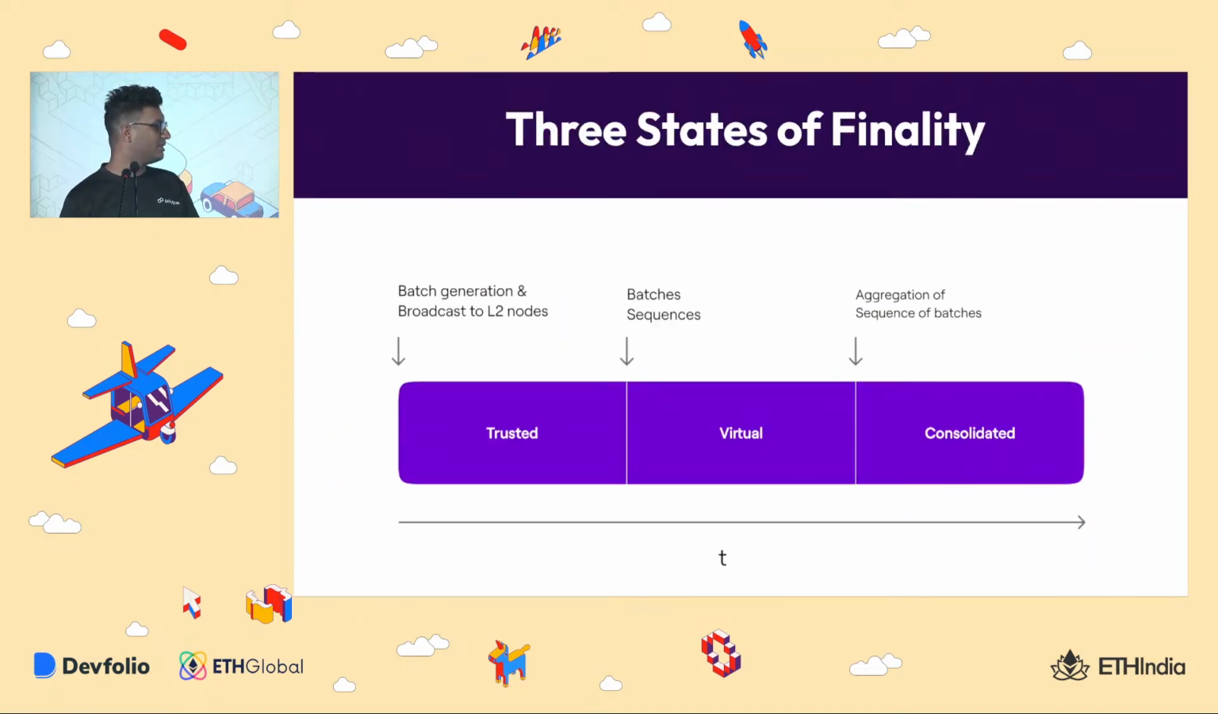So these are the three stages of finality that I talked about before: the trusted, virtual, and consolidated. It's the trusted state where the batch generation and the broadcast to the L2 node happen, and it's basically given by the trusted sequencer. Then we have the virtual state where we put the data availability onto Ethereum, and then the consolidated state where we generate the proof and put this proof on Ethereum.